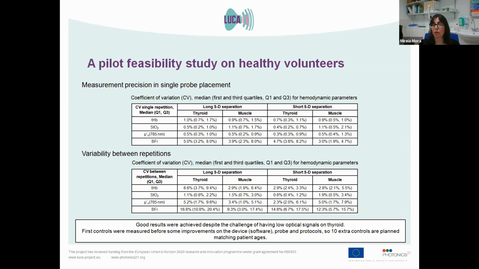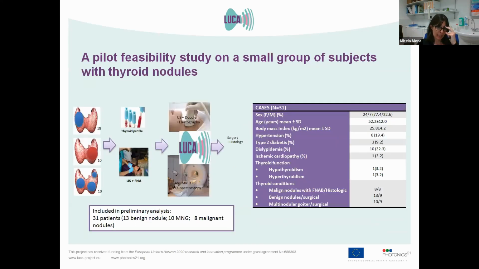These measurements were also performed afterwards with patients, and actually the data is better than this, probably because of these improvements in the device. This is the data from the pilot feasibility study in the patients with thyroid nodules. We have already measured 31 patients, 24 women, 7 men, mean age of 52 years, and body mass index of 25, more or less. Low prevalence of other pathologies. In general, all of them but 2 people presented normal thyroid function. And among these 31 patients, 15 presented benign nodule, 10 multinodular goiters, and 8 malignant nodules.